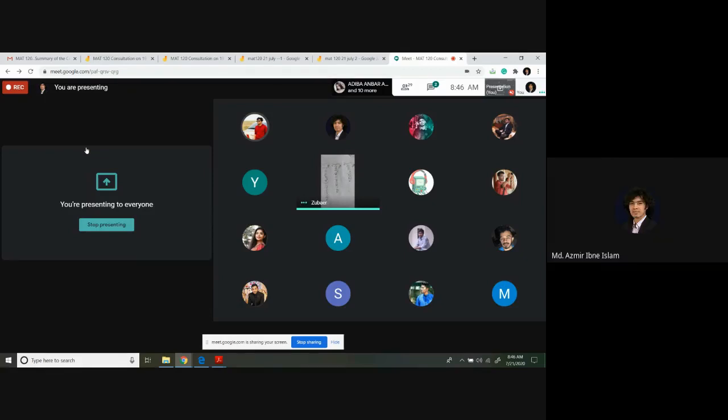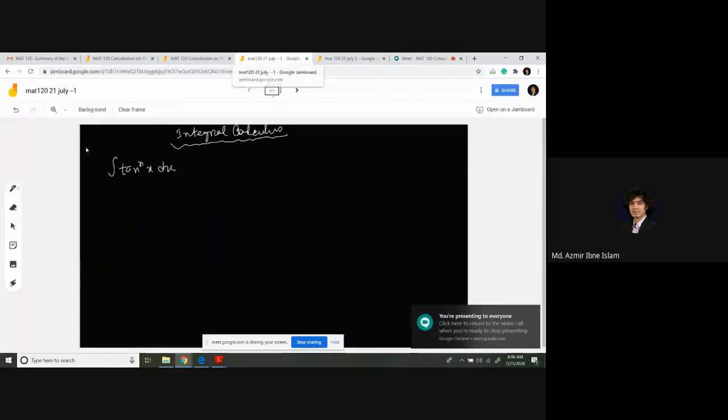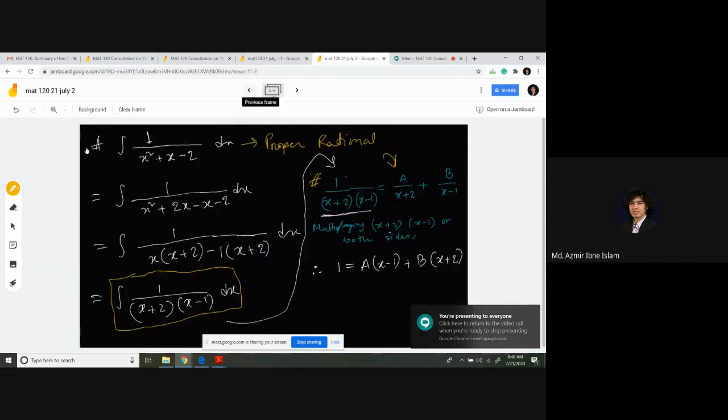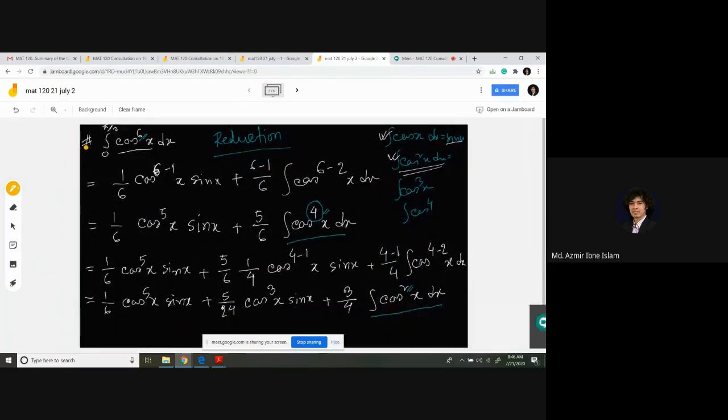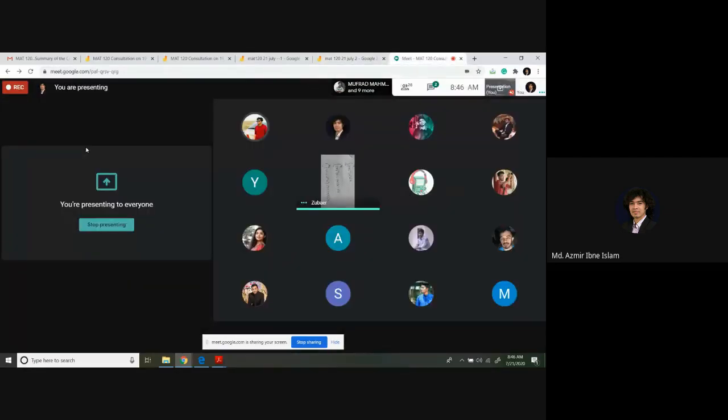You can apply a reduction formula, or whatever process you have applied here, that is also correct. We have solved for cosine to the power 6, and for your question you have cosine power 3. Yes, you can do. Process is correct: 1 minus sine squared, and you have considered sine x as z. Okay, good.